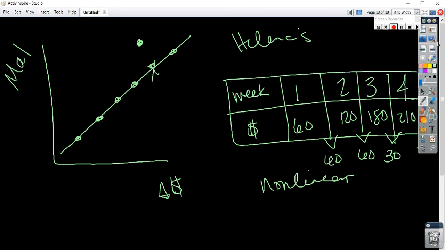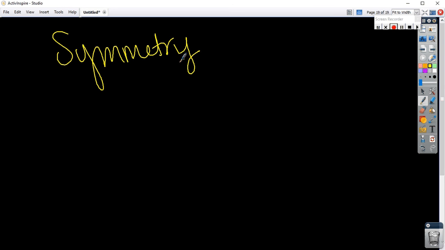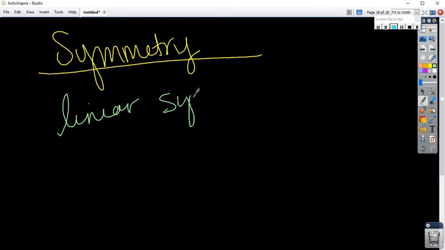All right. Everybody good on linear versus nonlinear? Okay, I feel like I'm running it in the ground. All right, let's talk about symmetry. This is fun. Come on now. We have two types of symmetry we're going to talk about. The first is linear symmetry. Linear symmetry. Tell me what you think that might mean.